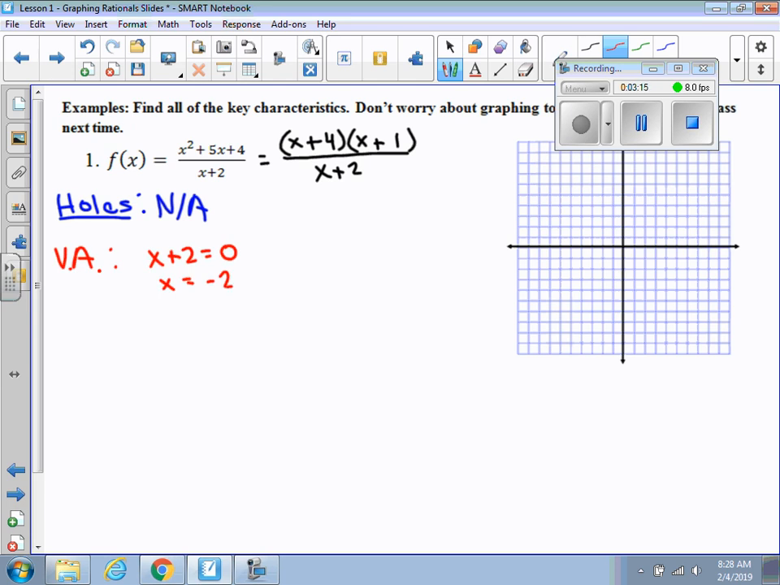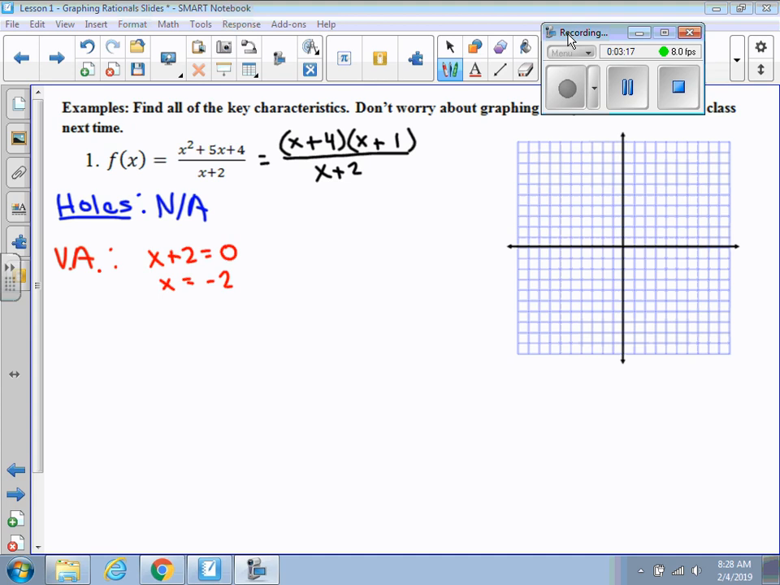So we're going to go ahead and graph that right now. So it's a vertical asymptote. We're just going to do a little red dotted line right there for our vertical asymptote.